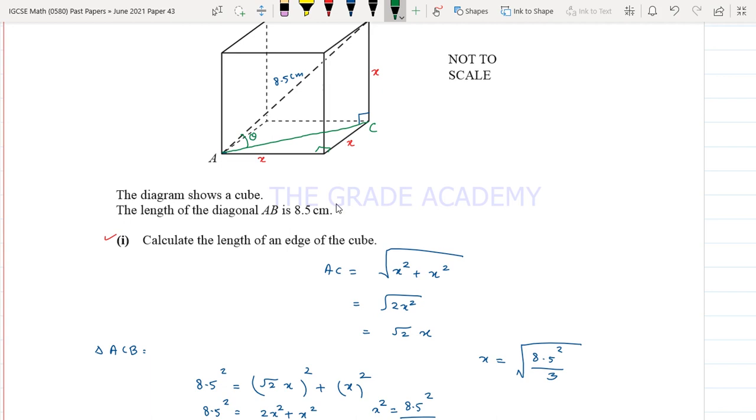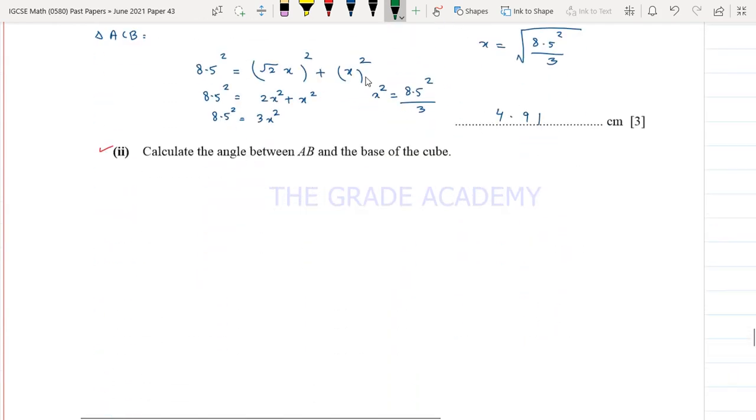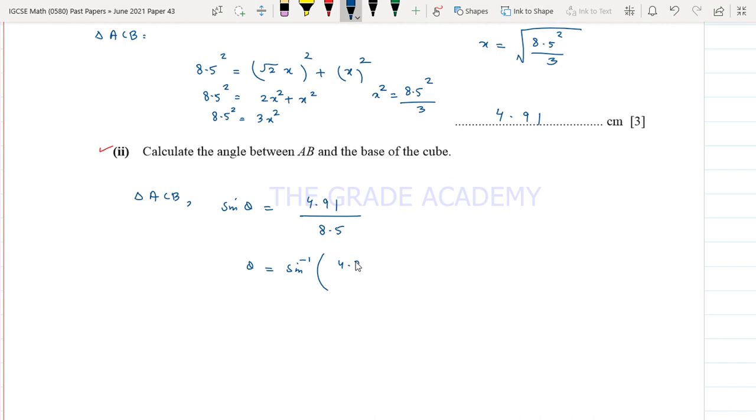So now as ACB is a right angle triangle, and we already know the opposite side of the angle and the hypotenuse of this triangle, we can calculate this angle by taking the sine of the angle. So sine theta is equal to x by 8.5. So from the triangle ACB, sine theta is equal to 4.91 divided by 8.5. So theta is equal to sine inverse of 4.91 over 8.5.